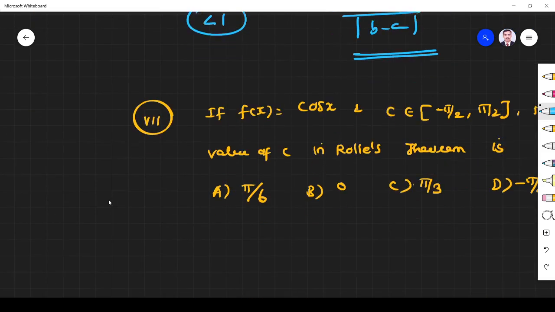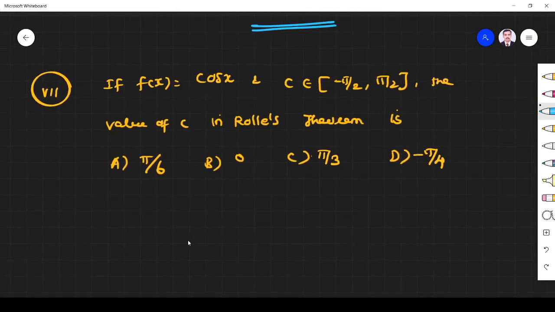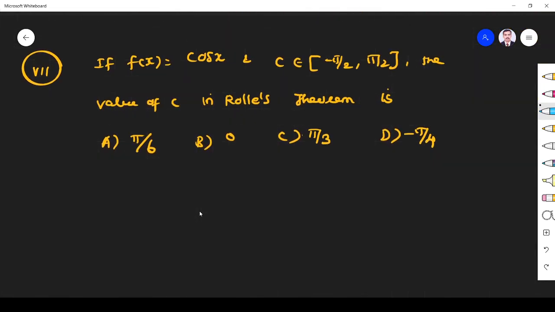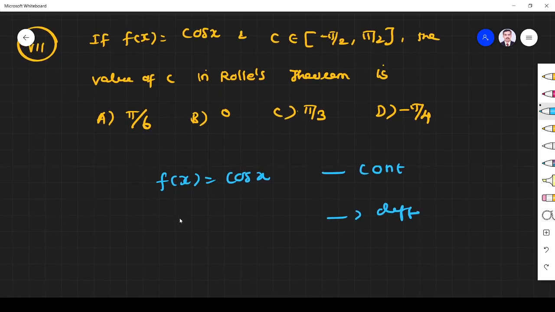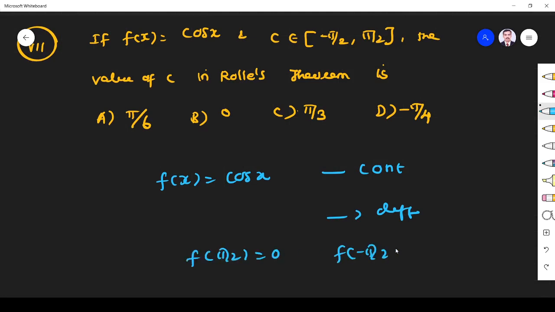So simple logic. Next question: if f of x is equal to cos x and c belongs to minus pi by 2 to plus pi by 2, what is the value of c in Rolle's theorem, right? So what they have given is f of x equal to cos x. As per Rolle's theorem, what is the condition? F of x is continuous? Yes, it is continuous. Is it differentiable? Yes, it is differentiable. Third condition, f of a is equal to f of b: cos pi by 2 is 0, f of minus pi by 2 is 0. So I can apply Rolle's theorem, right?